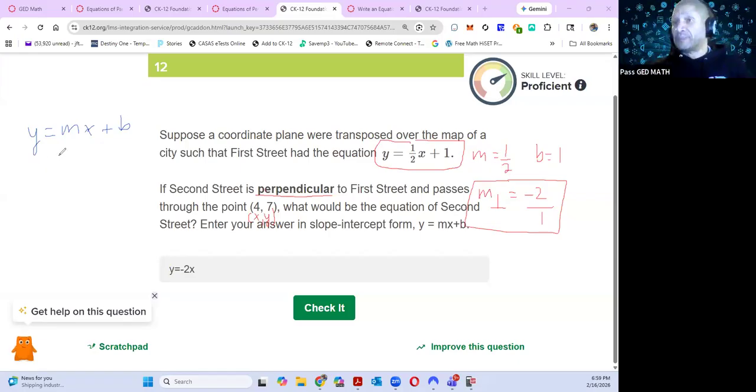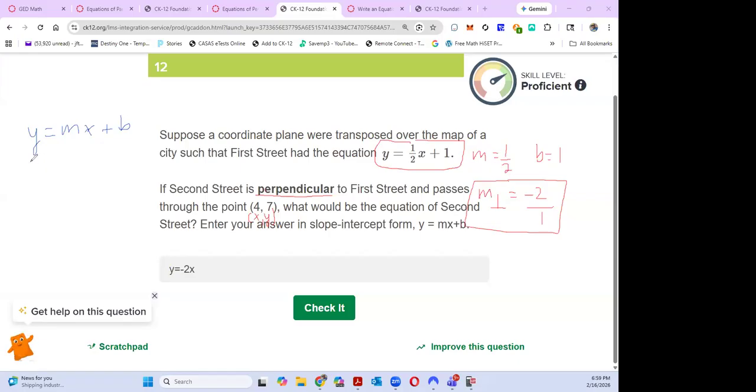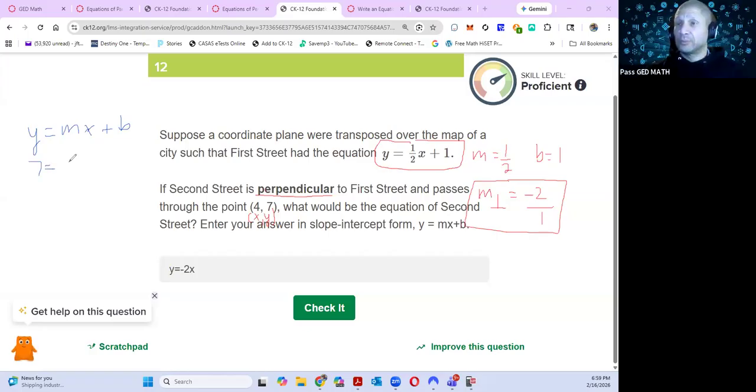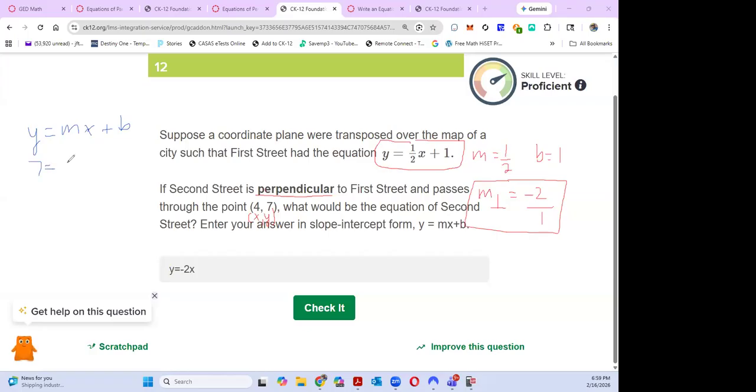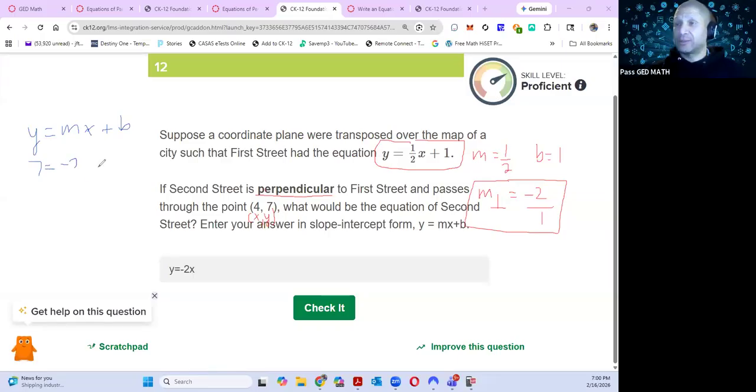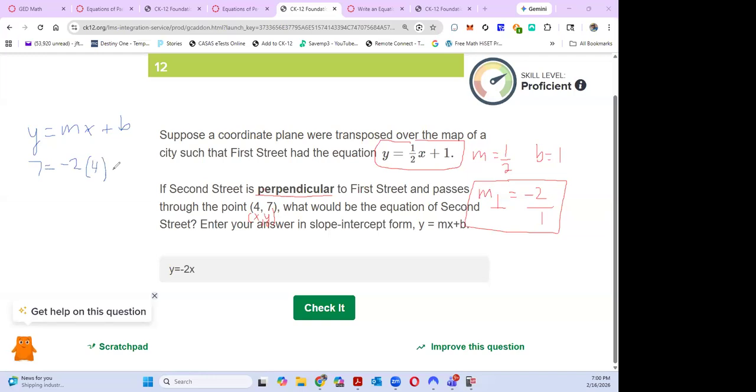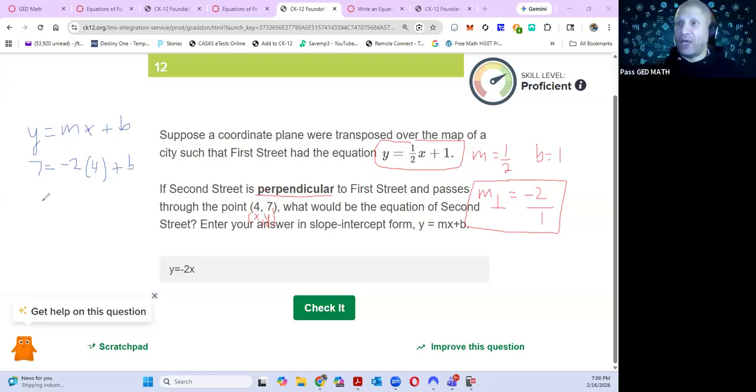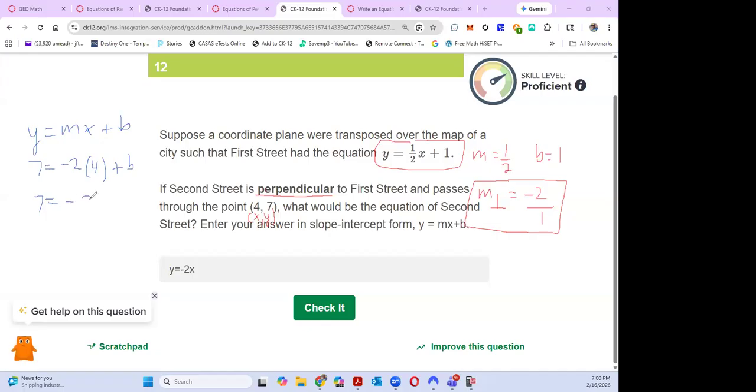What's my y? 7. What's my slope of the perpendicular? Negative 2. What's my x? 4. So 7 equals negative 2 times 4 plus b. We got to simplify. What is negative 2 times 4? That's negative 8. Negative 8 plus b.